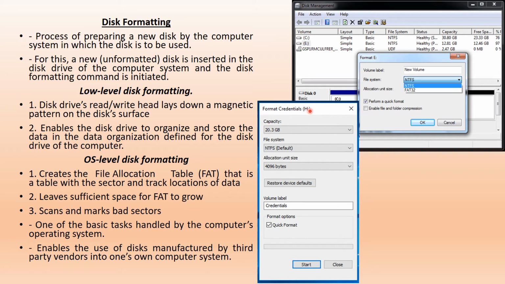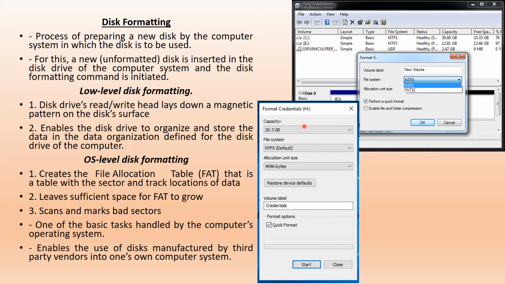Here I have an example of formatting a USB. The example says that the capacity is 20.3 gigabytes. The file system is NTFS, which is the default. Also, we have FAT32, we have FAT, we have different file systems. Everything depends on the capacity of the secondary storage drive you are going to format. For example, you see over here you have two options: NTFS and FAT32.